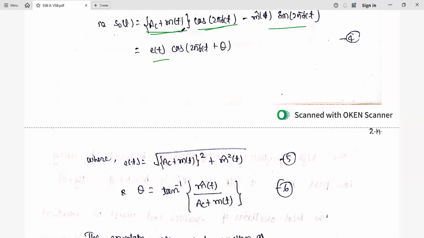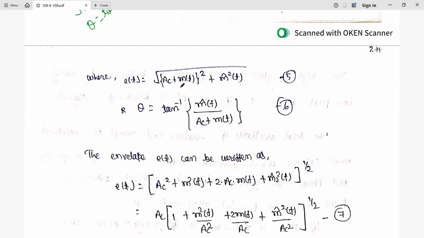This is like the components you find in the case of x plus minus jy. So that magnitude is what? X square plus y square. And the angle theta is tan inverse y by x. So a similar concept is used here also. On the basis of that, this is the E of t and this is the theta value, tan inverse m cap of t divided by AC plus m of t.